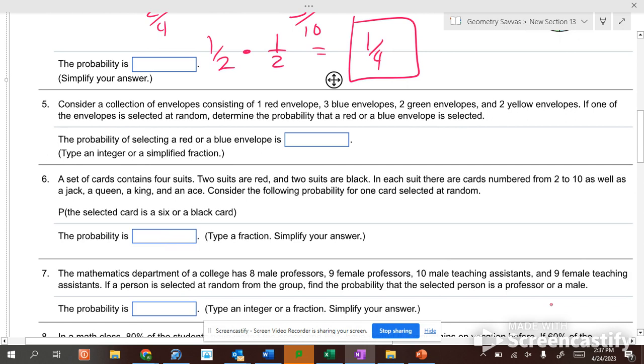Envelopes. What's the probability of selecting a red or a blue envelope? Well, red envelope is 1 out of 8, because there's 8 envelopes there. A blue is 3 out of 8. And since it's an or, do we multiply them or add them? Add them. So it's 4 out of 8, which is half the time you have a chance of choosing a red or a blue.